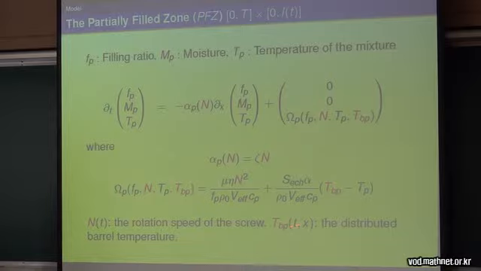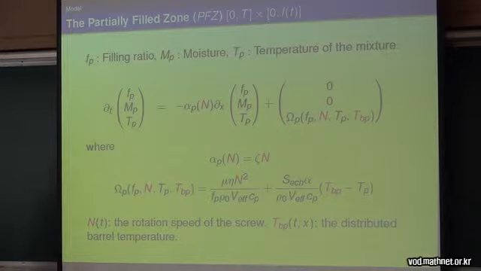And here you see I use the color red for some terms like n. This is the rotation speed of the screw, which can be used as control when we do the stabilization.